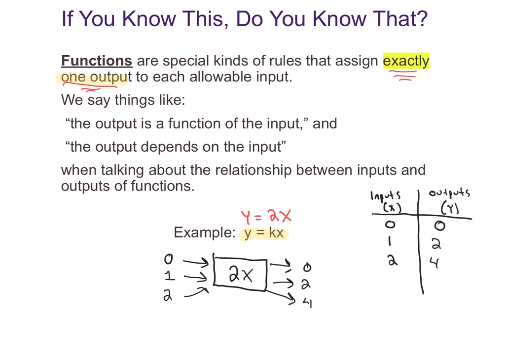Now, no matter what number we put into this machine, aka no matter what our input is, we're going to get one unique output. So we would say in this case that our y value is a function of our x value. Let me write that down. I would make sure that goes in your notes as well.